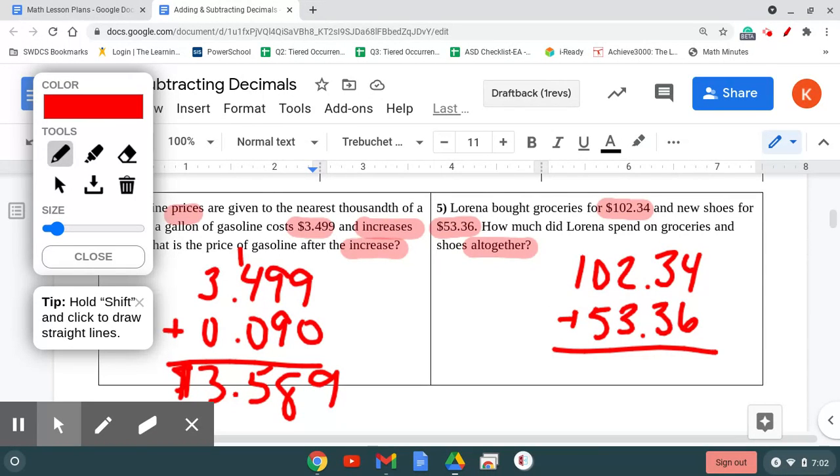So 6 plus 4, 10, carry your 1. 3 plus 3, 6, plus our 1 is 7. Bring down your decimal. 2 plus 3 is 5, 0 plus 5 is 5, 1 plus nothing is 1. And what is our sign for this one? Dollars. So how much did she spend altogether? She spent $155.70.